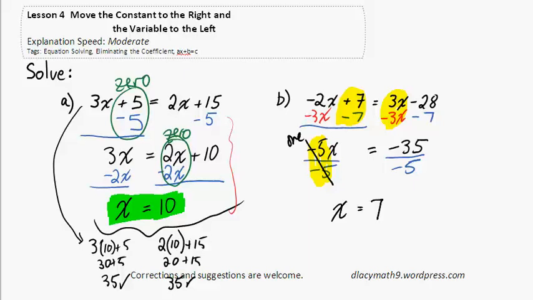And there's my answer. You could check this by substituting 7 into x, but I'll leave that for you if you want. The next step is to move on and try practicing these techniques.